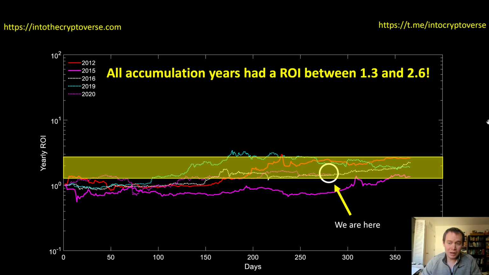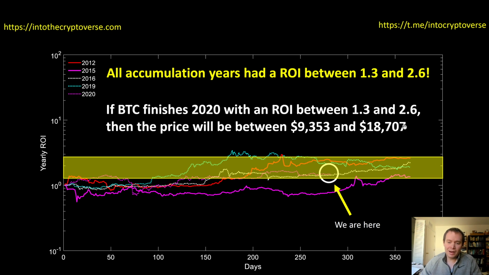And to give you an idea why, if we end the year between 9,353 and 18,707, as measured from the reference point for my data, then we would end the year between 1.3 and 2.6. So I think there's a pretty good chance that the price of Bitcoin finishes the year between these two values. And if I had to guess, I would say it'd be closer to this value than this value. But I could be wrong. We could finish the year somewhere in between.